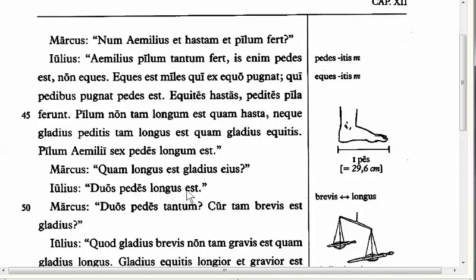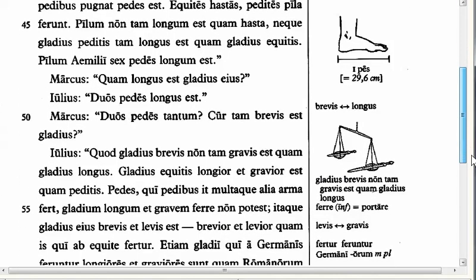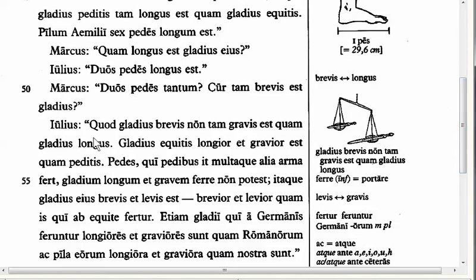The next feature is in line 52, and you see Julius saying, "quod gladius brevis non tam gravis est quam gladius longus." So he's answering the question why the Romans have a short sword, and he says because a short sword is not as heavy as a long sword. And we see 2 different adjectives in that phrase.